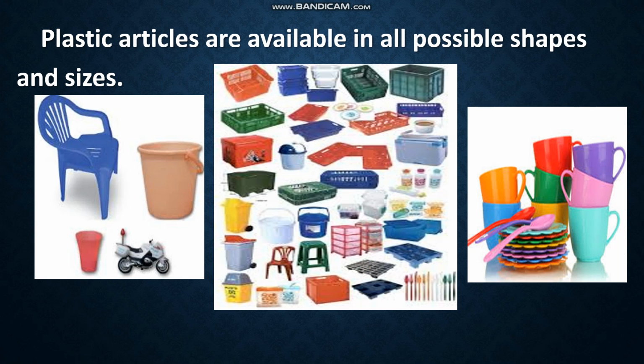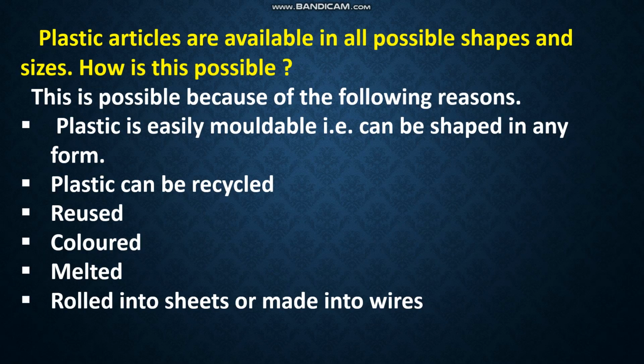So here you can see a few different types of plastic articles, different shapes, different color, different sizes. All these materials are not of the same color, not of the same size and not of the same shape. Now plastic articles are available in all possible shapes and sizes. How is this possible? Let us see. This is possible because of the following reasons. Plastic is easily moldable. What is meant by moldable? It can be shaped in any form.